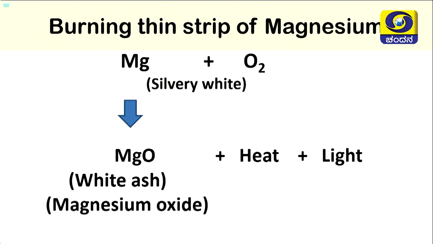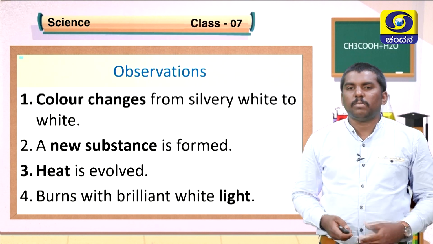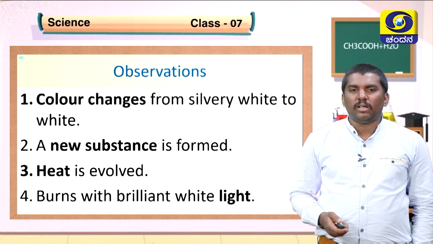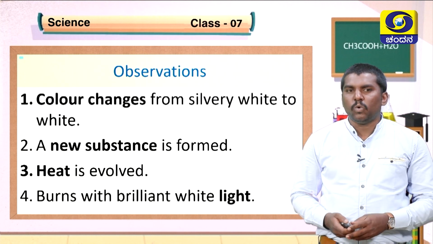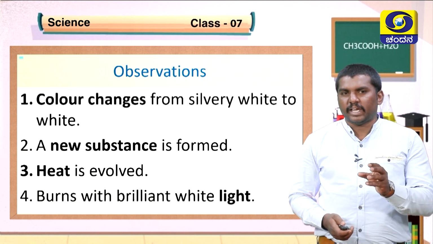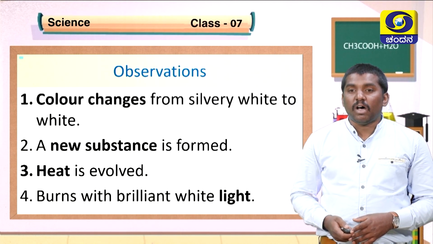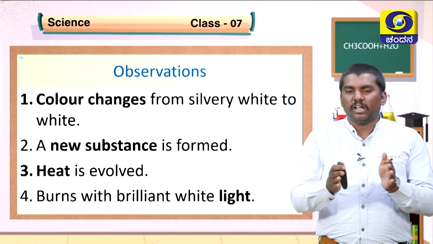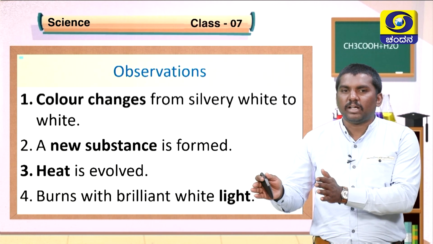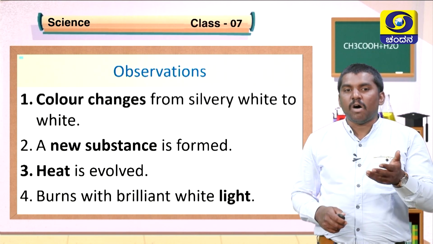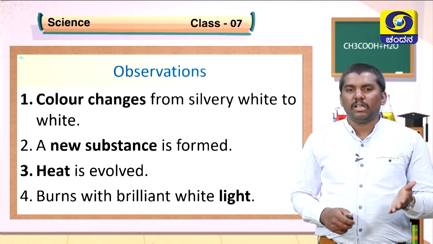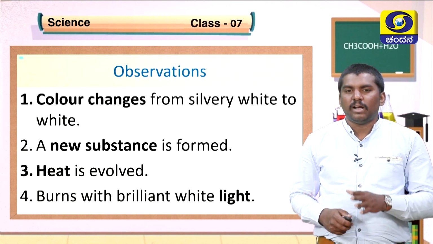Do you think the property of magnesium is the same as magnesium oxide? No, it is completely different. In this experiment, what do you observe? Observations of this experiment: Number 1, color changes from silvery white to white. We know that the color of magnesium is silvery white and magnesium oxide is white. Second observation, a new substance is formed. Initially it is magnesium; after the completion of the reaction, it is magnesium oxide. Third, heat is evolved in this reaction. The fourth observation is that it burns with brilliant white light. It gives a dazzling white flame.